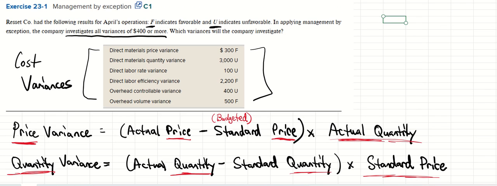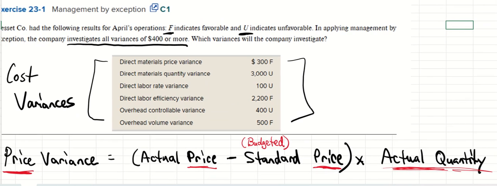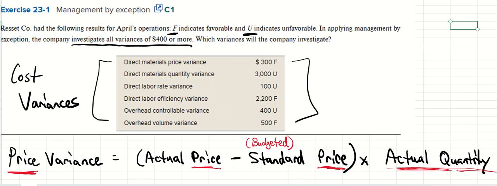Now we can go up here to the exercise, and I'm going to put a check mark on the ones that we need to look into. They said we need to investigate all variances of $400 or more. So we start off with the direct materials price variance. It is $300 as a favorable variance, so we don't need to look into that further. The second one here, direct materials quantity variance, that's a $3,000 unfavorable variance. Yes, we need to look into this further, so I'm going to circle that one.